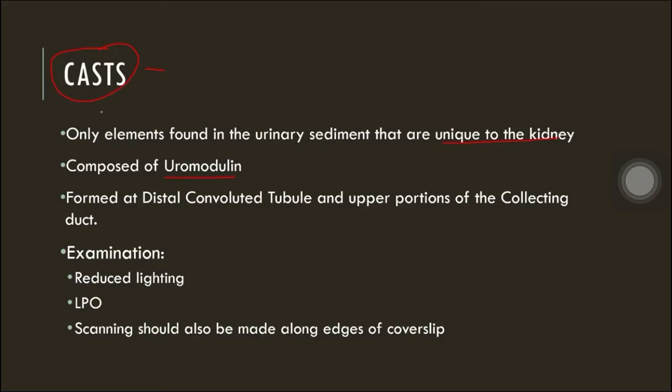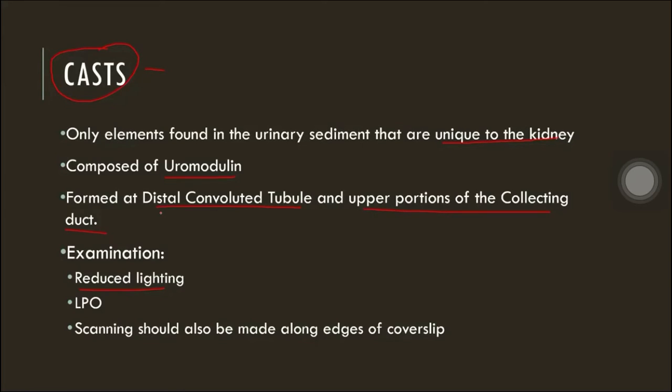With that said, casts are formed at the distal convoluted tubule, and aside from that, it is also produced at the upper portions of the collecting duct. So how will you examine for the presence of casts? Before examination, you must make sure that your lighting is reduced, because these casts have a low refractive index. In order for you to better visualize them, you need to reduce your lighting by adjusting your rheostat.